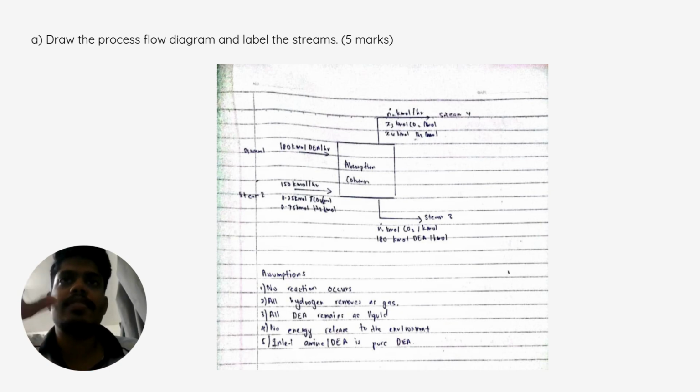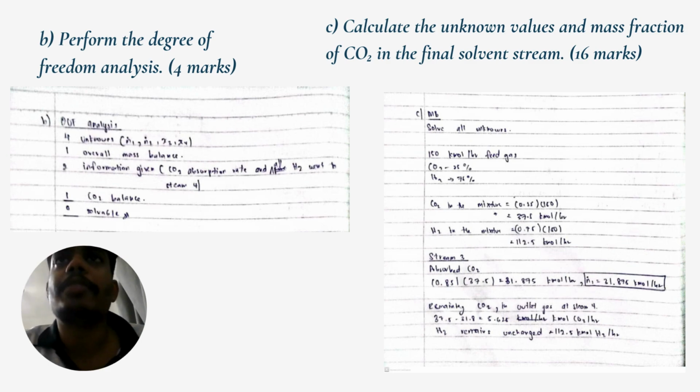And in this process flow diagram, the assumptions that I assume are no reaction occurs, all hydrogen leaves as gas, all DEA remains as liquid, no energy released to the environment. The inlet amine DEA is pure DEA. Now let's look at the degree of freedom analysis.